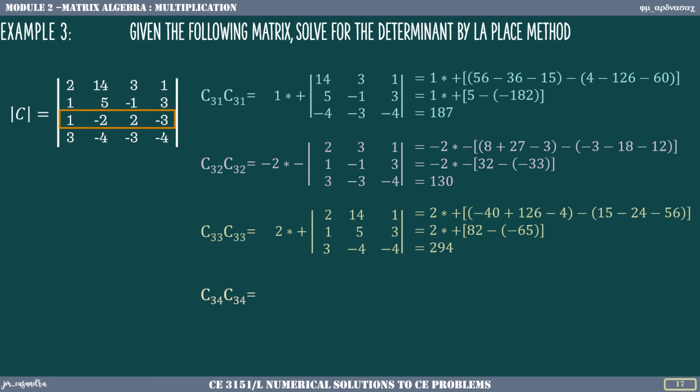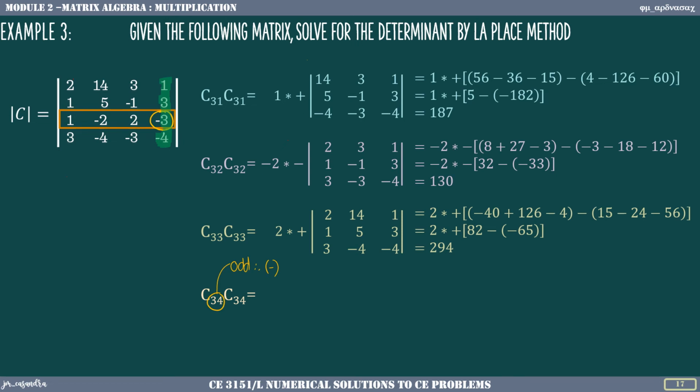And lastly, we solve for 3, 4. So this element, so we have negative 3. We remove the column. 3 plus 4 is an odd number. So therefore, we have a negative cofactor.